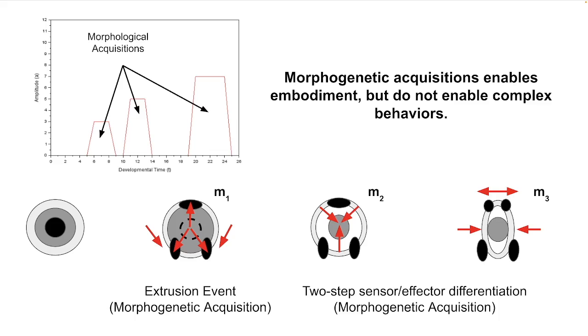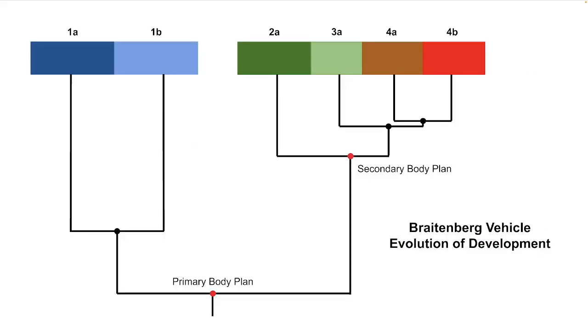So in this case, we start with a triblastic precursor, and we end up with these different movements that occur that are all morphogenetic. We can characterize the evolution of development as the acquisitions of these different traits. In red, we have two morphogenetic acquisitions, the primary body plan and the secondary body plan.